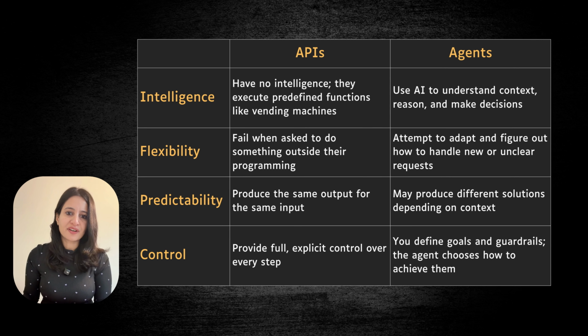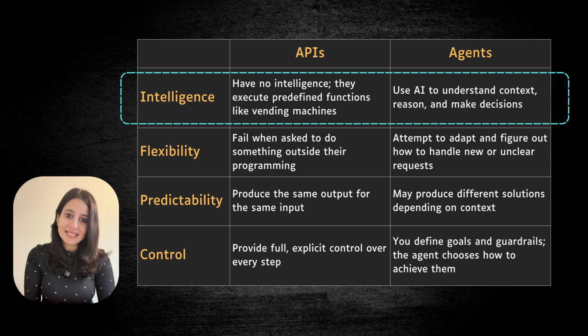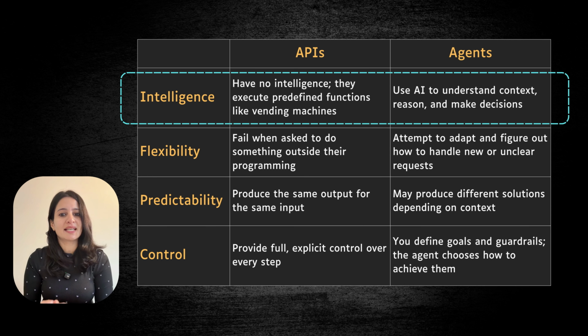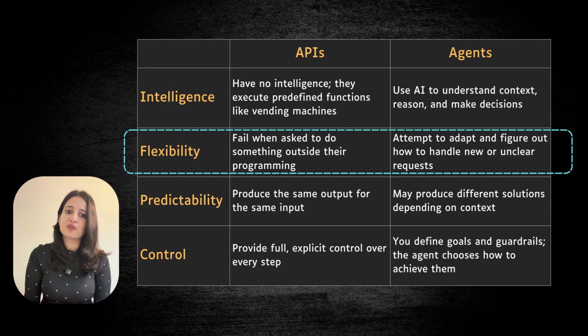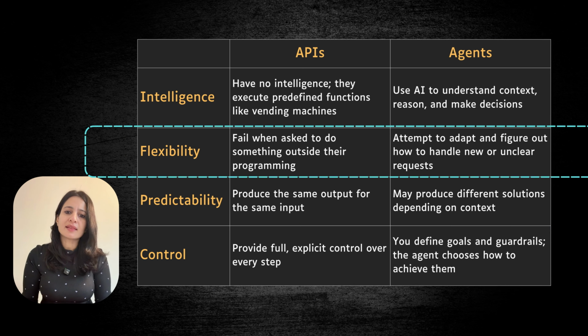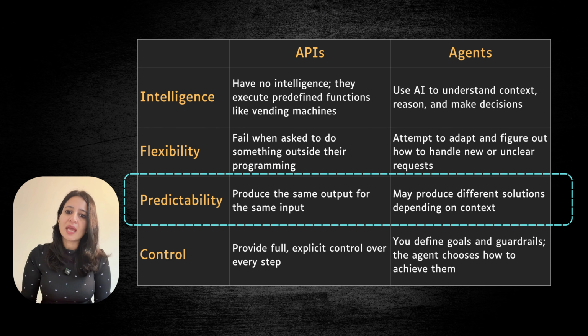Here are the core differences. Number one is intelligence. APIs have zero intelligence. They are sophisticated vending machines. Agents use AI to understand context and reason through problems. Then there is flexibility. APIs fail if you ask something they were not programmed for. Agents attempt to figure it out. And then there is predictability. APIs give the same output for the same input. Agents might solve problems differently based on context.